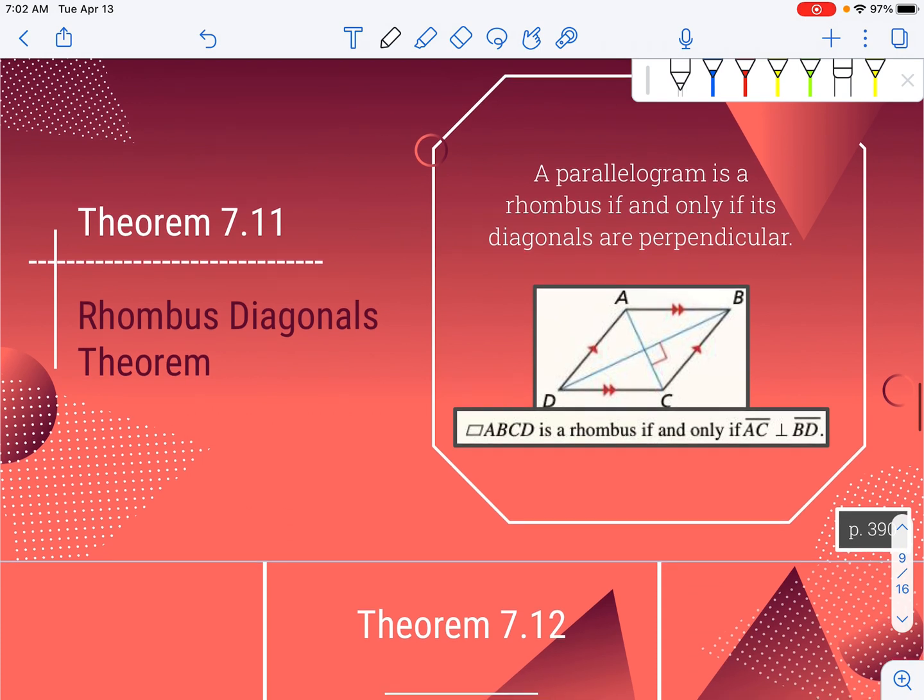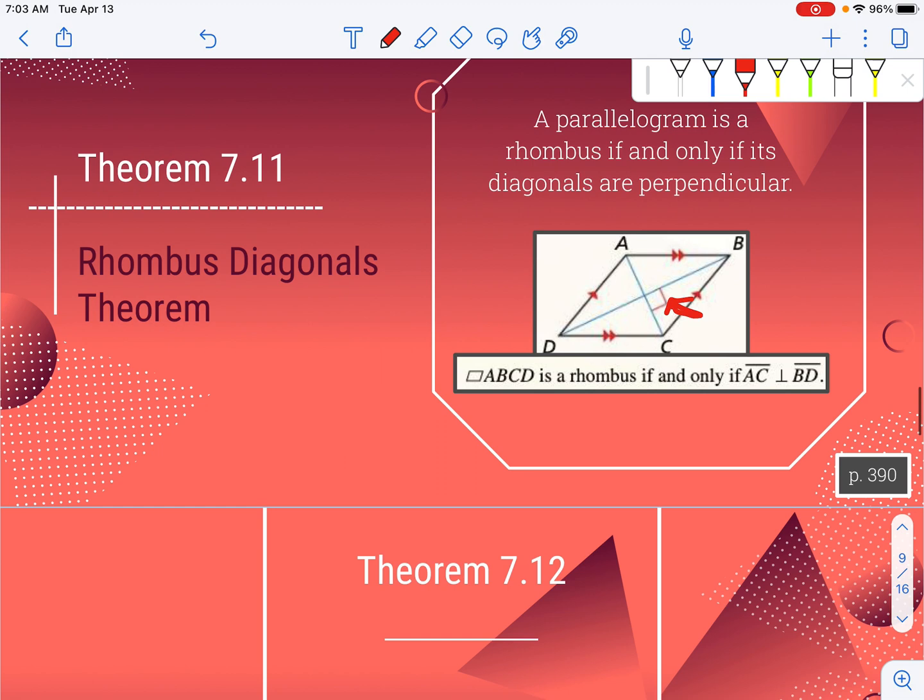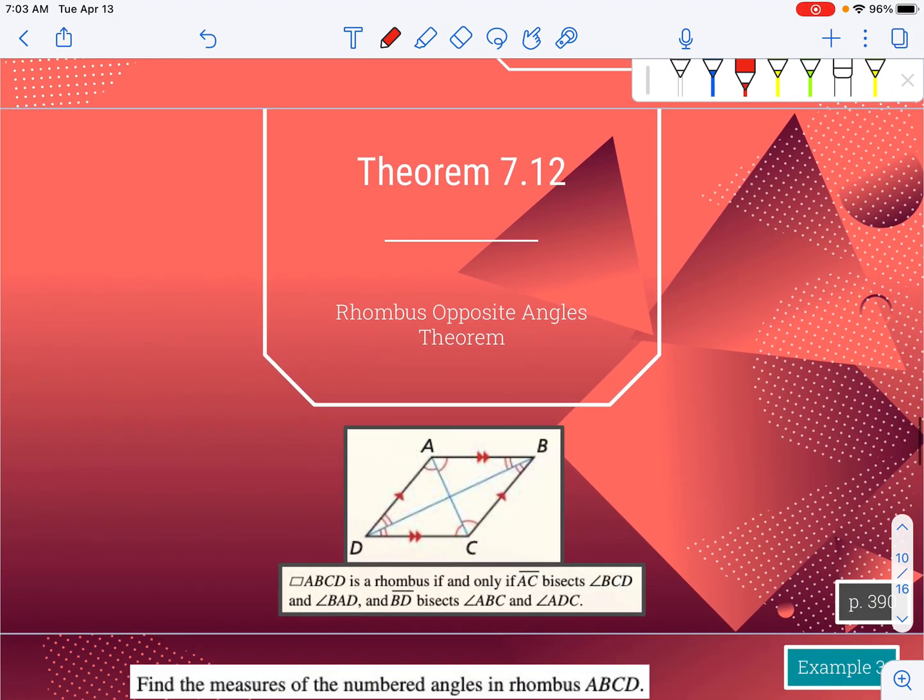All right, here's the new stuff. Theorem 7.11, rhombus diagonals theorem. A parallelogram is a rhombus if and only if its diagonals are perpendicular. So that should sound a little bit familiar, dealing with the diagonals, because we have done that before. Again, you can see in this picture that we get the 90-degree angle formed by those diagonals. That's what it means to be perpendicular. So a parallelogram is a rhombus if and only if its diagonals are perpendicular.